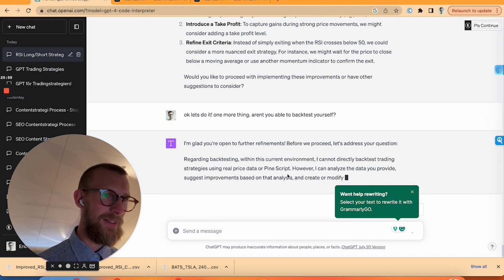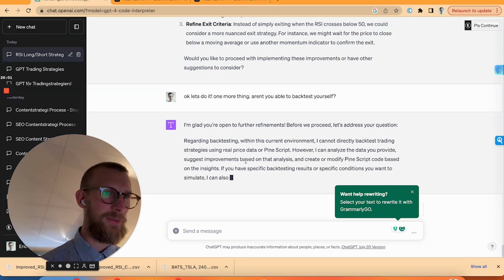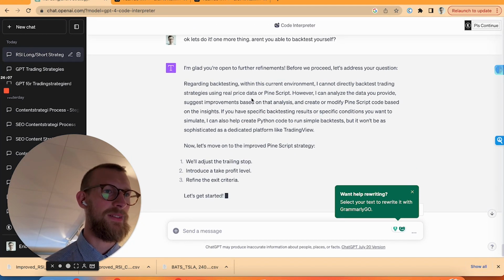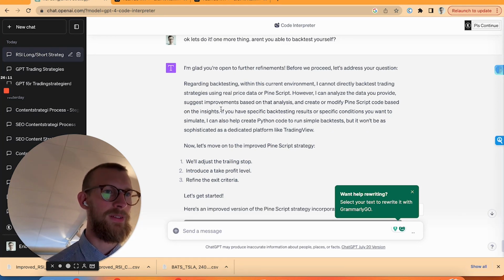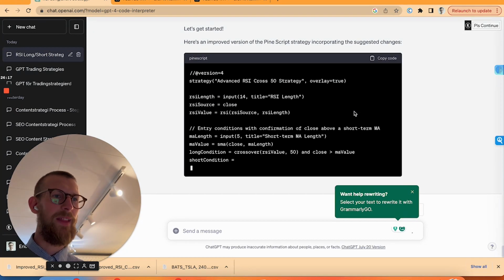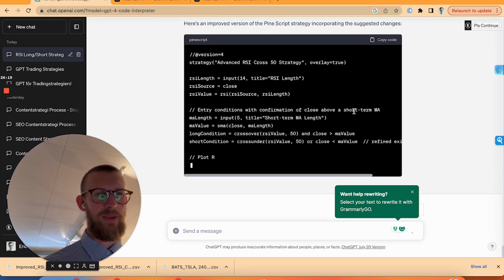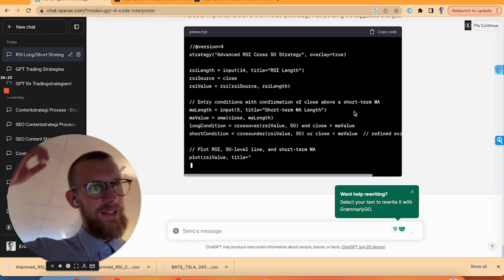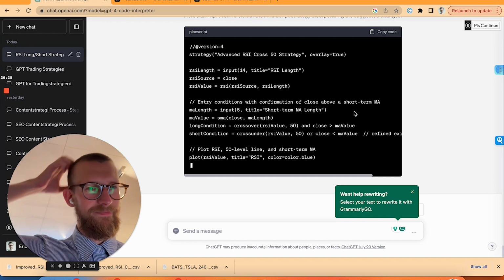I've received a question regarding backtesting within the current environment. I cannot directly backtest the trading strategies using real price data or PineScript. However, I can analyze the data it provides, suggest improvements based on the analysis, blah, blah, blah. But it should be able to do it in some other language, not just PineScript. But okay, let's see if this one works better.